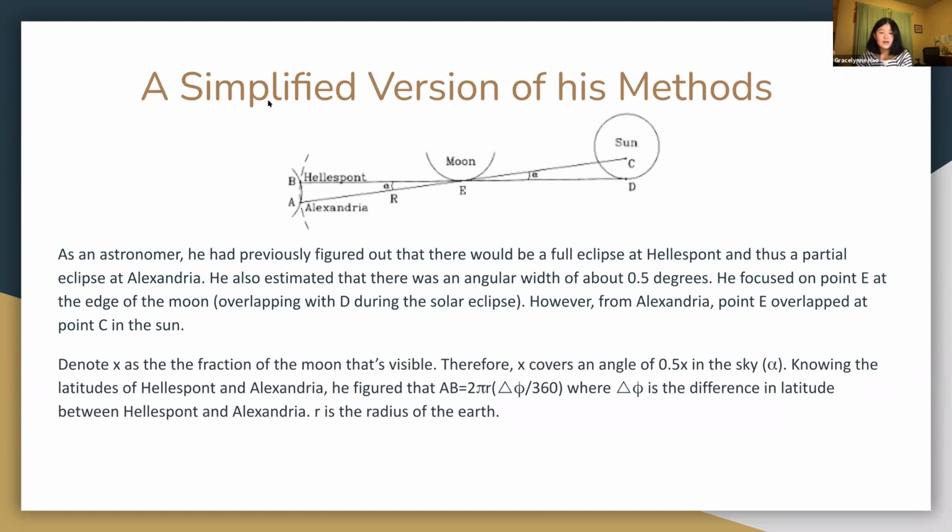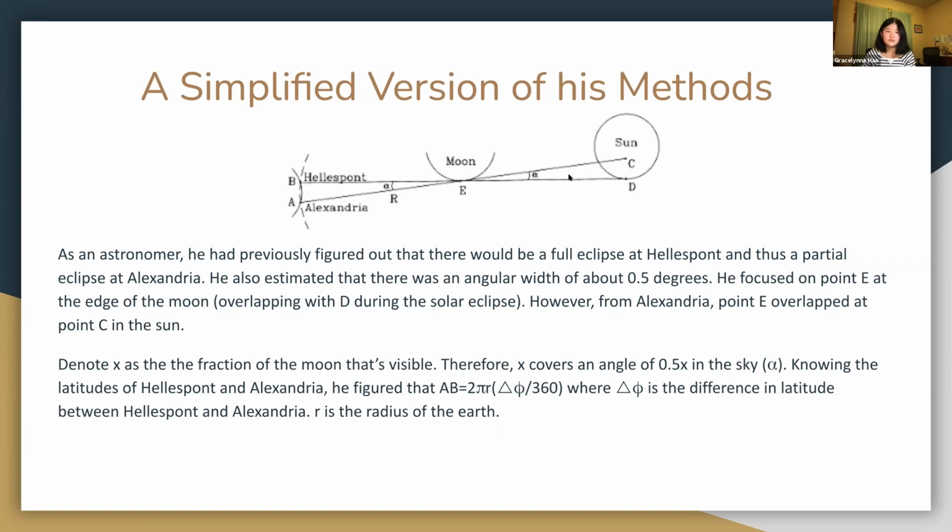But okay, so now he denoted x as the fraction of the moon that was visible. So this was basically during the partial eclipse, because obviously during the full eclipse, he can't see the moon. But x covered an angle of 0.5x in the sky. So that was just kind of this area.